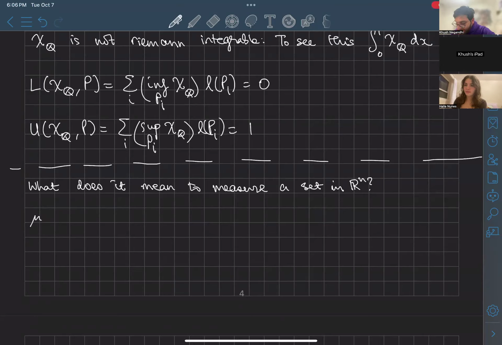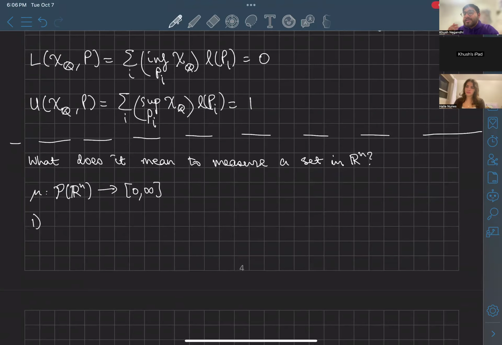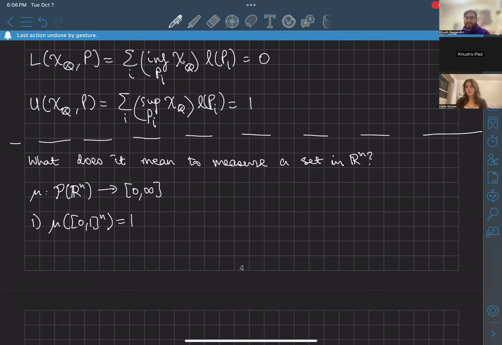So we're going to define some function. We're going to call this mu. It takes in things in the power set of R^n, and it'll give you a number between 0 and infinity included. Because clearly the volume of R^n is infinite, right? So we want to allow infinite volumes. But we're gonna impose certain restrictions on mu, right? So we know that mu of the unit cube should be one.